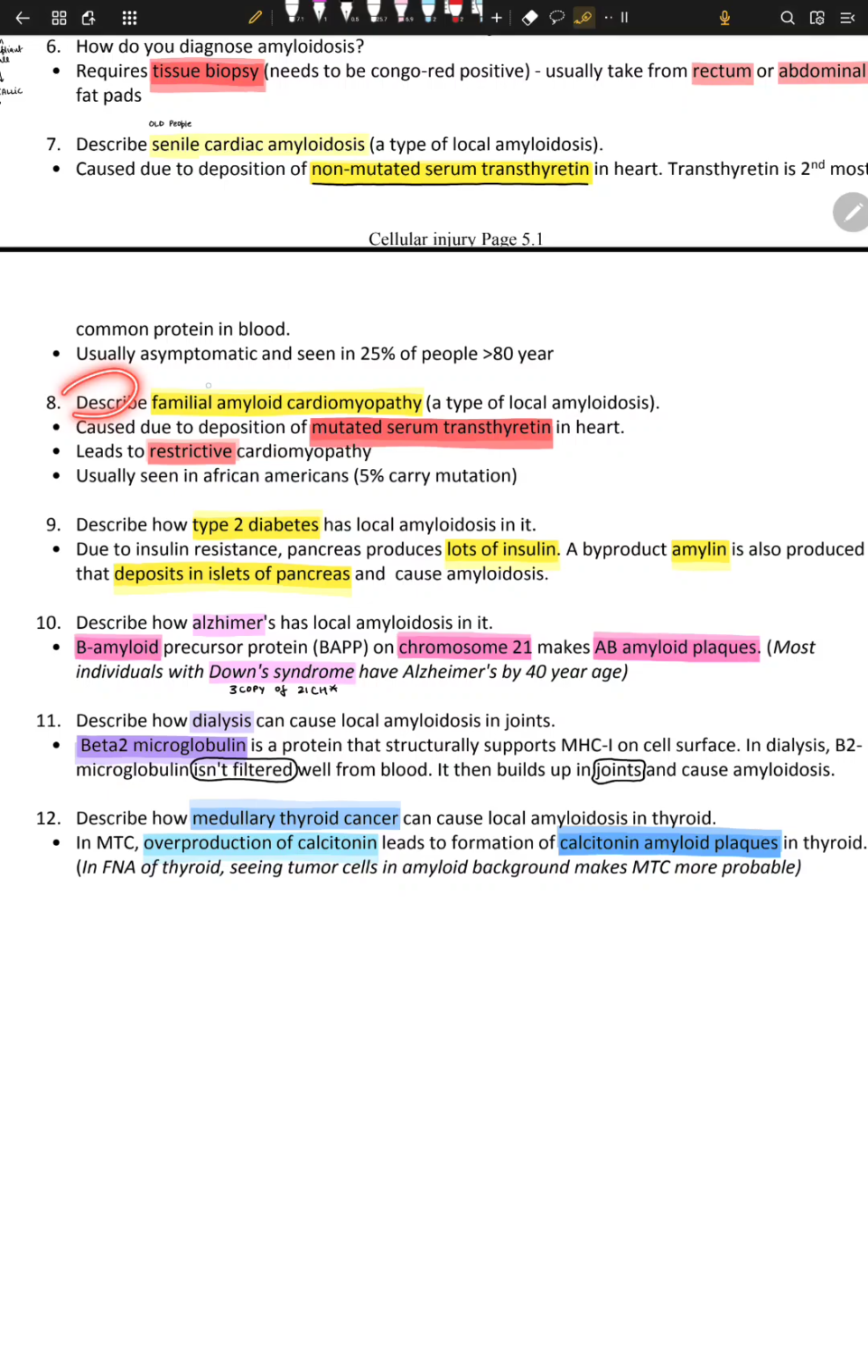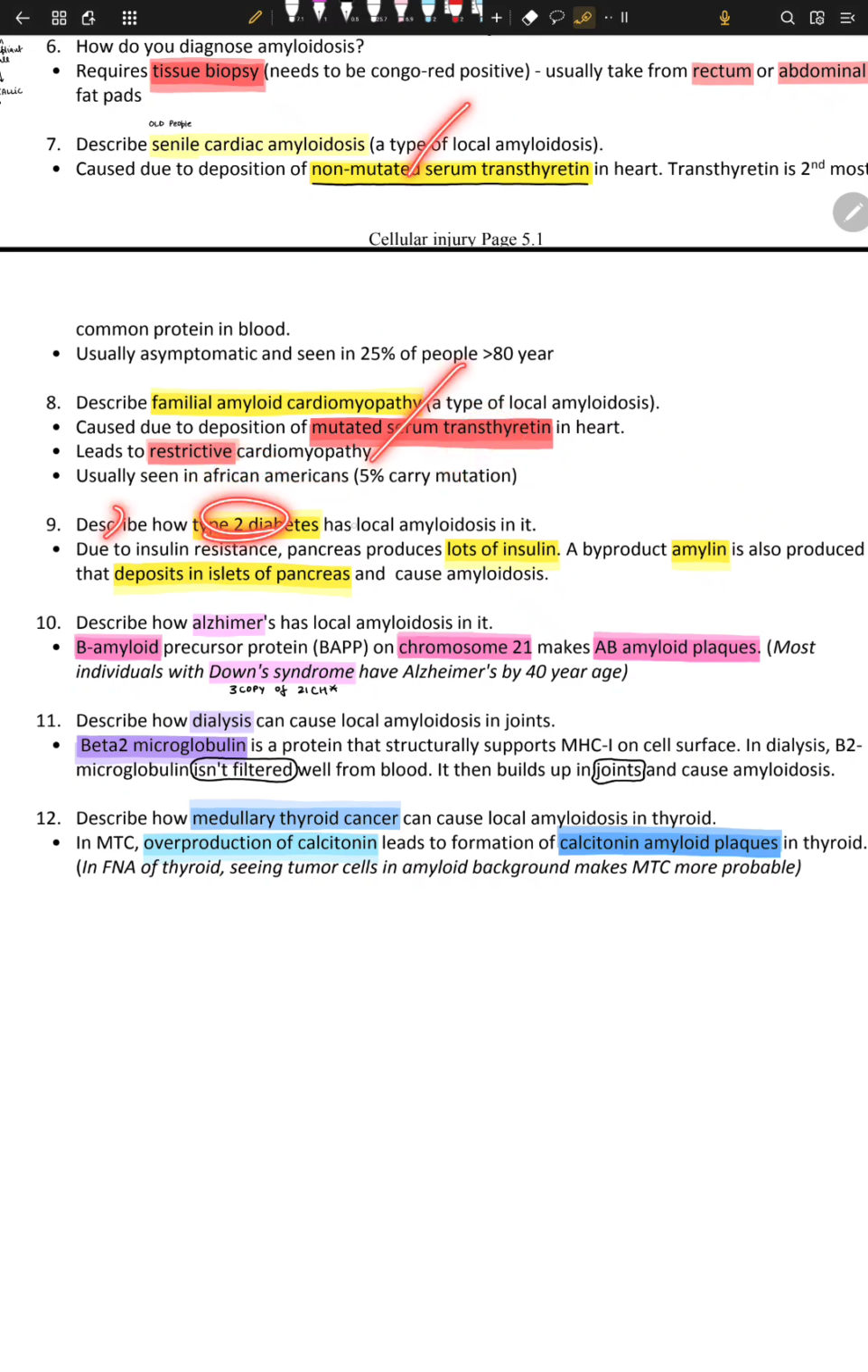Okay. Describe familial amyloid cardiomyopathy. It's a local amyloidosis again, a local tissue, not systemic. Serum amyloid doesn't increase; serum is normal. It's caused by deposition of mutated serum transthyretin. If it is a local amyloidosis, it usually follows the transthyretin route. Deposition of mutated serum transthyretin in the heart leads to restrictive cardiomyopathy. The heart cannot relax, it cannot go into diastole properly. It's usually seen in African Americans, 5% of whom carry the mutation. So old people, they love transthyretin. African Americans, they love transthyretin. So yeah, these two topics are done.